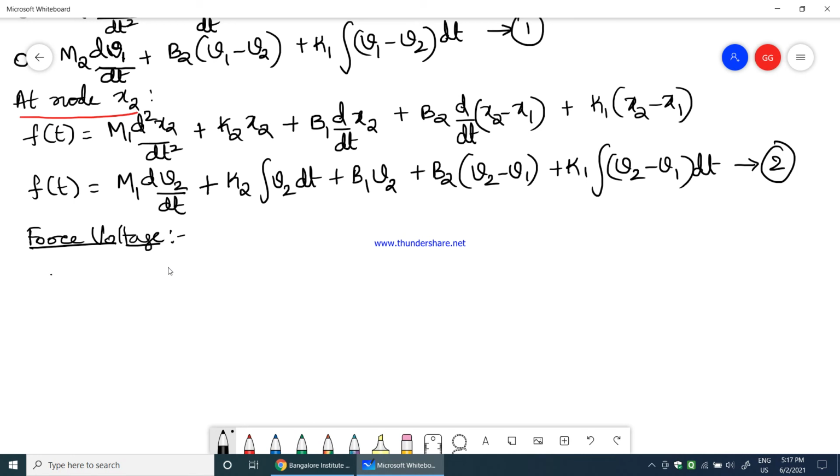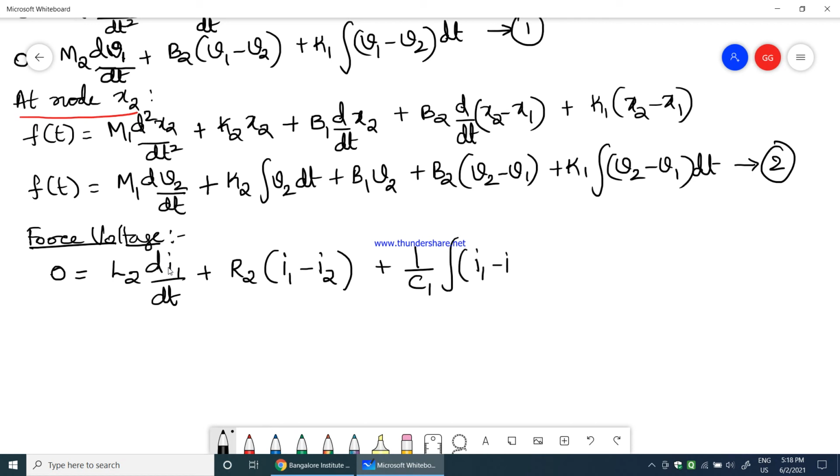So equation 1, 0 equals m2, which is nothing but L2 di1 by dt plus, velocity equals current in force voltage. Force equals voltage in force voltage analogous network. Therefore, velocity is current. B2 is nothing but resistance R2 into I1 minus I2 plus K spring is nothing but capacitor, 1 over C1 into integration of I1 minus I2 dt. So this is equation 3.